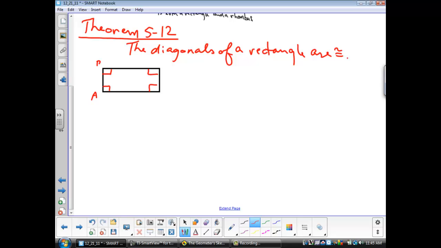If I label this, and then I start looking at the diagonals, I want to prove, in fact, that those 2 diagonals must be congruent. My given information is that ABCD is a rectangle, which means what is marked on the diagram. What I want to prove, yes.